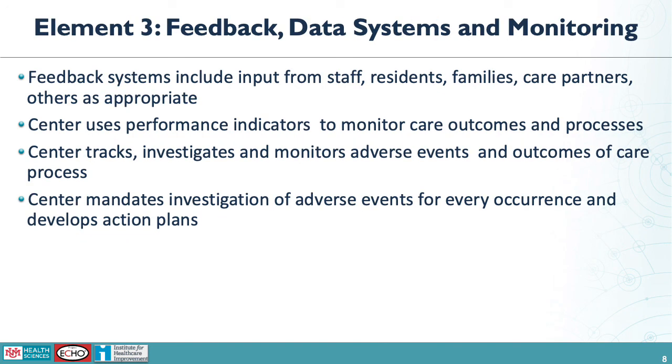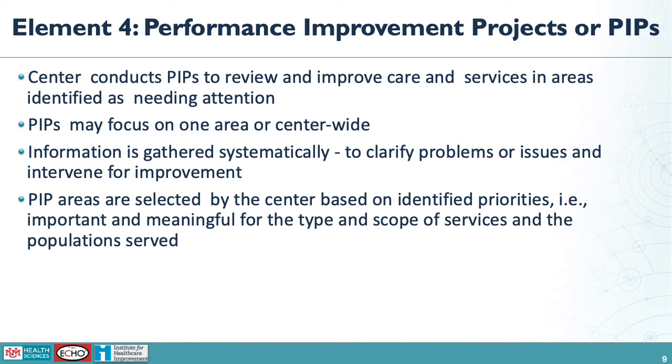As we said, this is a data-driven process, so getting feedback and having data systems that allow you to collect the data and to be able to analyze it, this is really critical, and to be able to look at adverse events in order to develop action plans and to do a root cause analysis for each of those adverse events. Element 4 is about performance improvement projects, sometimes called PIPs. This is a way to identify where there are gaps and opportunities, how to design and prioritize PIPs, and how to look at the data as a result.